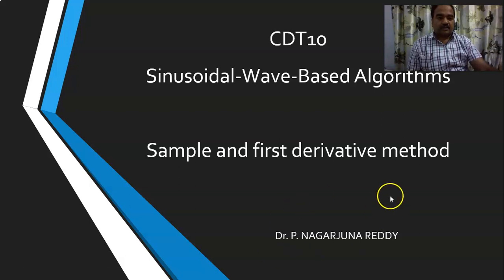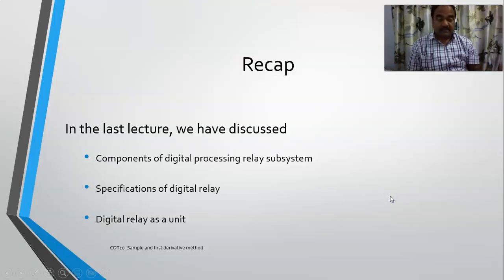Now, coming to the last lecture, we discussed the components of the digital processing relay subsystem. We have seen the significance of memory, the CPU, and the other components which are generally present in the digital processing subsystem. We have also seen some specifications of a digital relay, and the complete block diagram, the representation of a digital relay as a single unit. These things we covered in the last lecture.